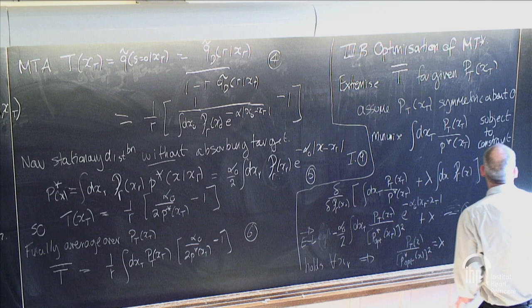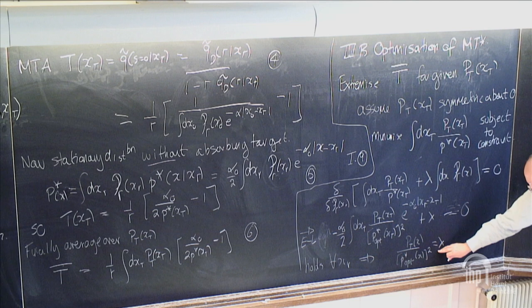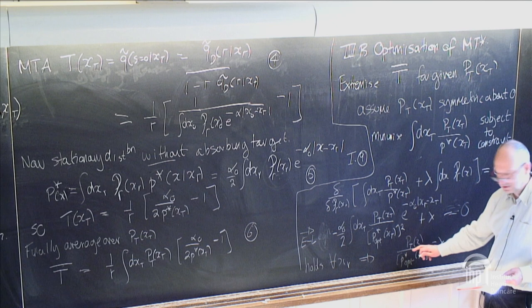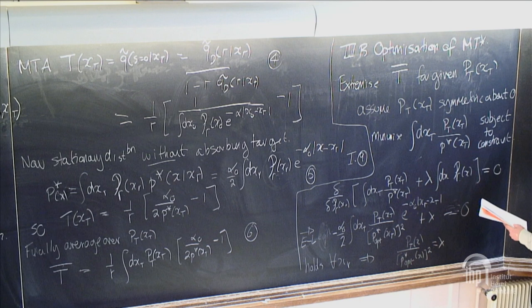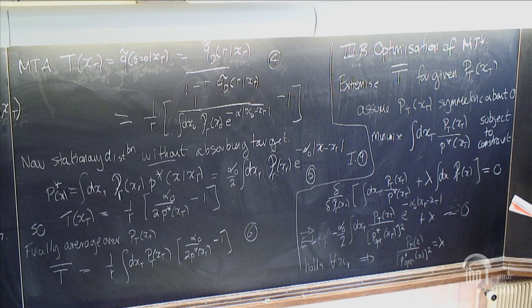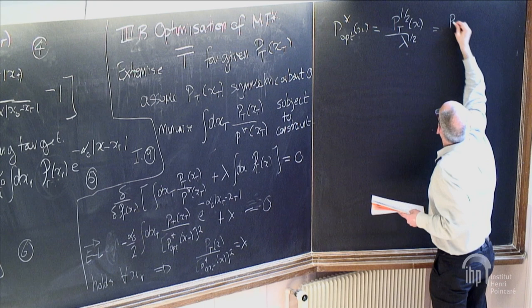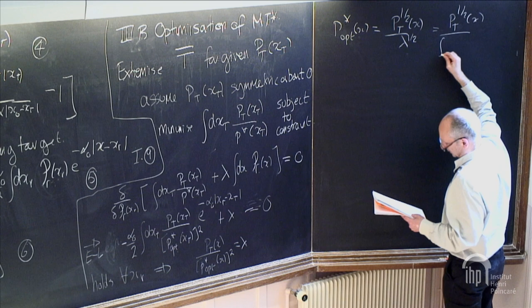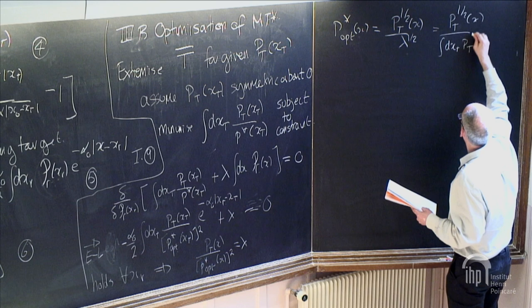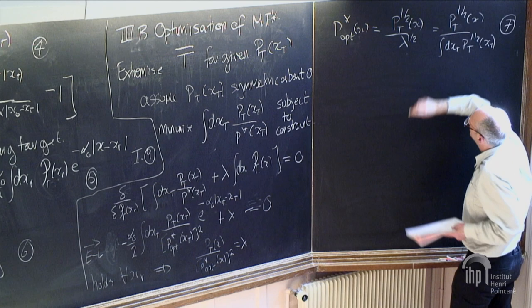And then finally, I've got this. If I invert this to get my optimal P star in terms of P T, I get P T to the half of x over lambda to the half. And then lambda is the Lagrange multiplier, and I just fix that by imposing that this is normalized. Or alternatively, this is normalized, okay. And I end up with, so that's my result.